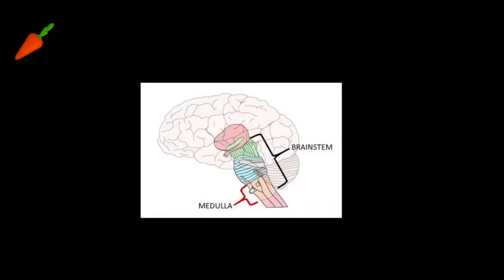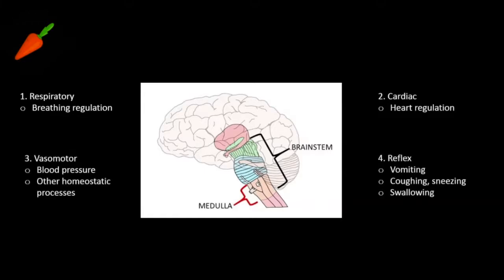The medulla oblongata, commonly known as the medulla, is a cone-shaped neural mass located most caudally in the brainstem. The medulla extends through the foramen magnum to the atlas, where it transitions into the spinal cord. There are four autonomic functional centres in the medulla: the respiratory, responsible for breathing regulation; the cardiac, responsible for heart rate regulation; the vasomotor, responsible for blood pressure and other homeostatic processes; and the reflexive, responsible for actions such as vomiting, coughing, sneezing, and swallowing.